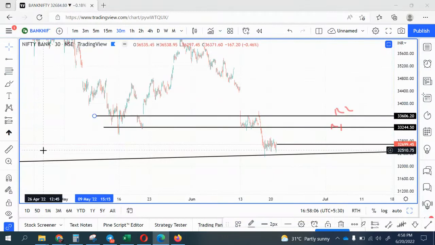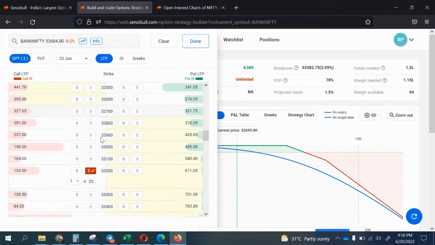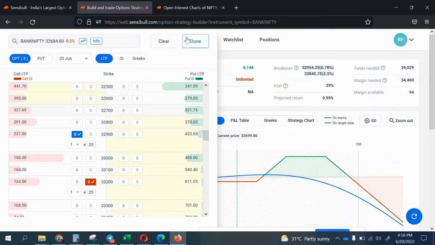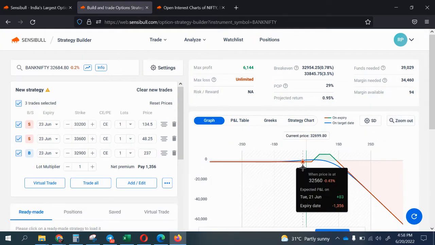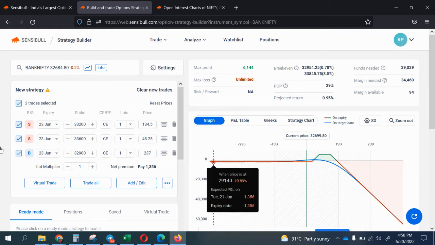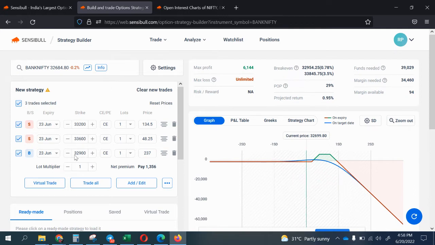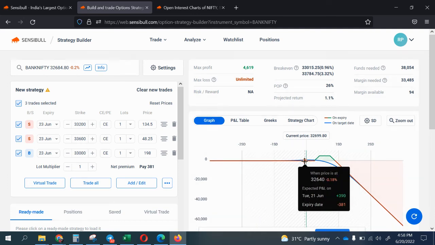Now, to convert this to a ratio spread, we have to buy one call. If I buy this call, 237 worth, like 32,900, let's see what happens. The moment I buy this, you have a loss of almost 1,356. If you're okay, you can select this strike, but if you're not okay with a loss of 1,356, in case you have the view of the market coming down, you can just go to 33,000, select 100 points OTM, that's it. The moment you do this, your loss is only 381.